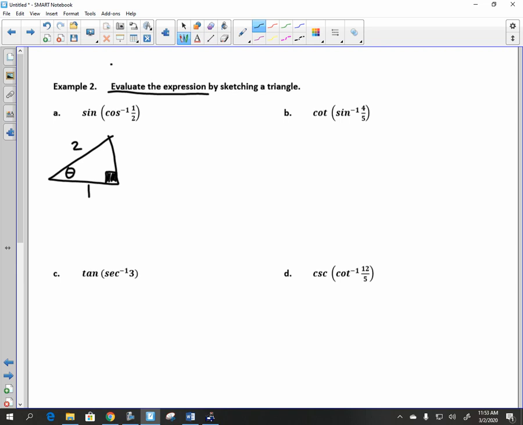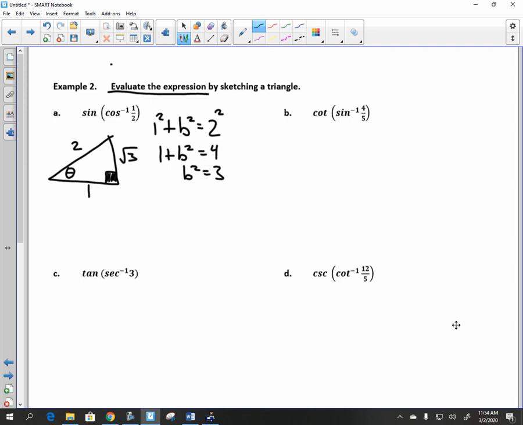Could I find the other side? How? A squared plus b squared is c squared. So 1 squared plus b squared is equal to 2 squared, or 1 plus b squared is equal to 4. So b squared is equal to 3. Square root of 3.